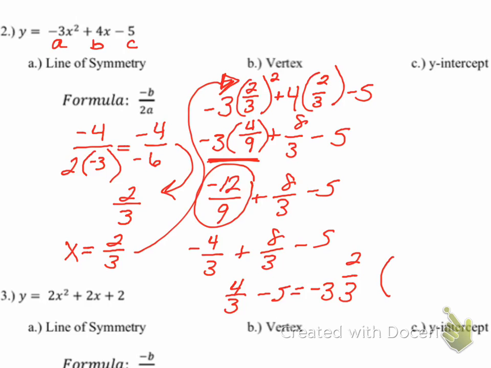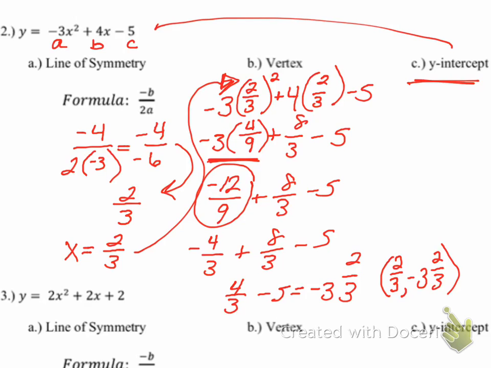So that was a little tedious, but you find your vertex, and your vertex is the point 2/3, comma, negative 3 and 2/3. Now you can do a decimal. You'll lose accuracy with decimals, so I prefer to do fractions. And then real easy, your y-intercept is your c value, so that's negative 5, or the point 0, negative 5.